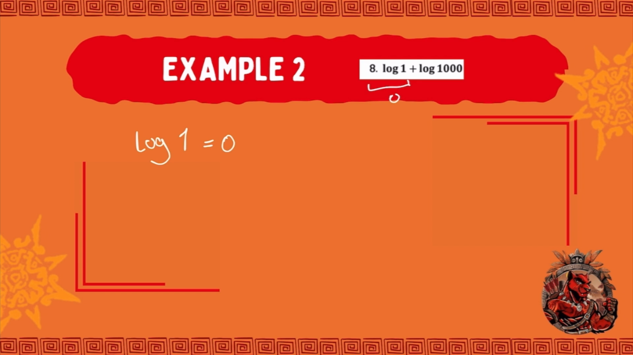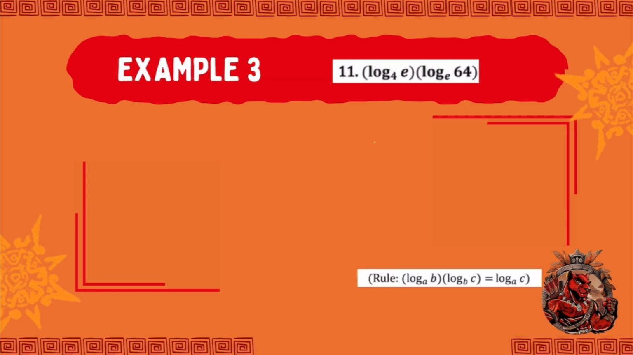Next, we're going to look at log of 1,000. Here, by default, if the base is not mentioned, we use the base of 10. What power do we need to raise 10 to in order to get 1,000? The answer is 3. So log of 1,000 equals 3. We add them up together. It'll give us our answer of 3. Easy, right? So let's move on to our next example.